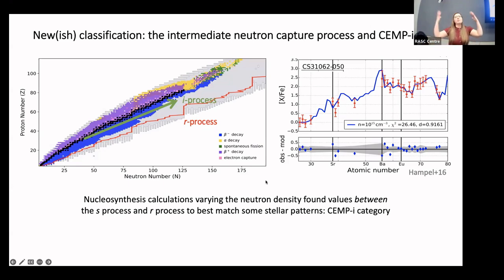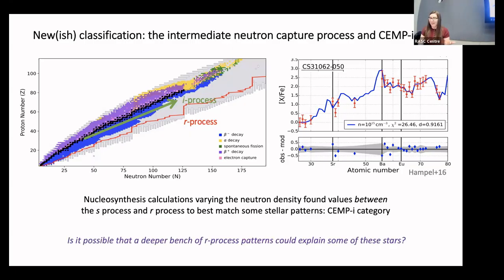However, as an R process person, I would look at these papers and they very often grabbed a few R process patterns from the literature and said, impossible. It's impossible for it to be an R. So I always wondered, what if a deeper set of R process calculations was considered? Would those stars then actually be considered to be R process stars?